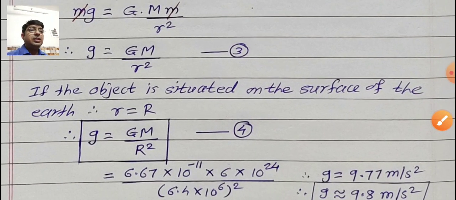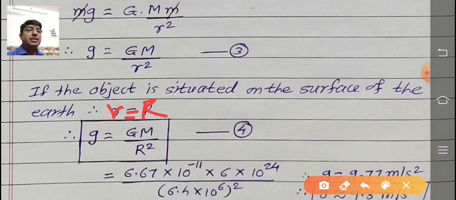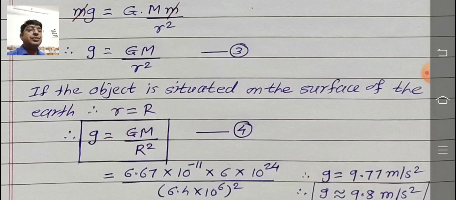If the object is situated on the surface of the Earth, then small r is nothing but the radius of the Earth. Capital R means the radius of the Earth, and that's why we get the formula: acceleration due to gravity g is equal to G, the universal gravitational constant, times M, the mass of the Earth, upon R square, the radius of the Earth squared. So we are getting the formula for acceleration due to gravity.